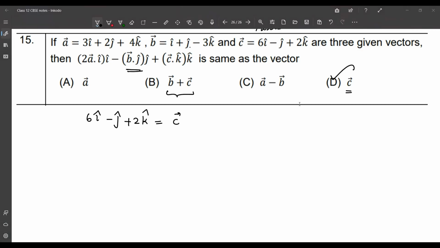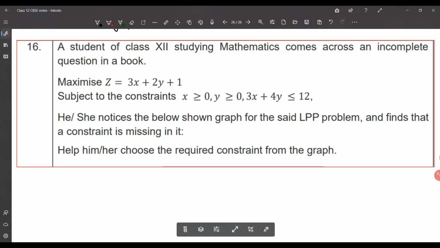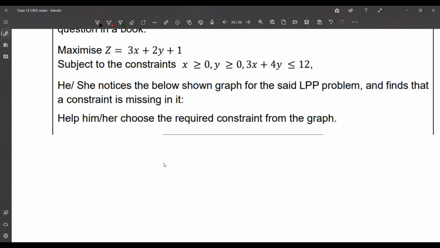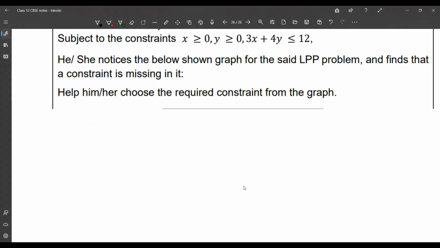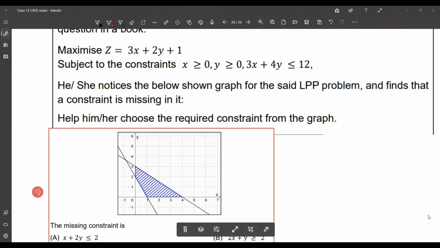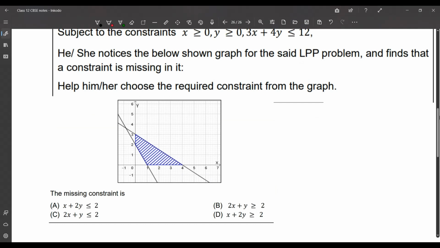Question number 16. It's an LPP question. A student of class 12, all that is given, maximize that is given, the constraints are given, the graph is also given. So we need to find the missing constraint in this question. So if you observe, the maximize function is given, subject to the constraints.